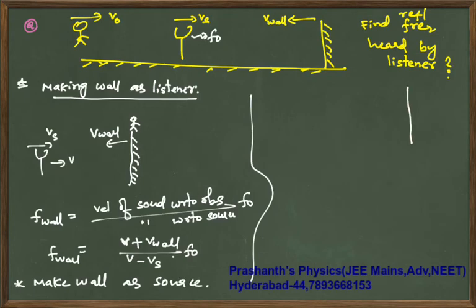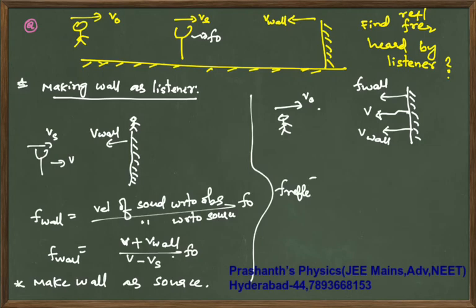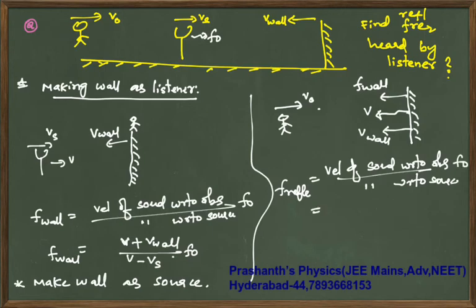Now if you make wall as the source, it will produce a frequency of f wall. It will produce sound with speed v, and it is moving with v wall, and you have an observer here who is moving with v naught. Now the reflected frequency is velocity of sound with respect to observer by velocity of sound with respect to source into f naught. Now who is the observer? That person who is moving with v naught, he is the observer.